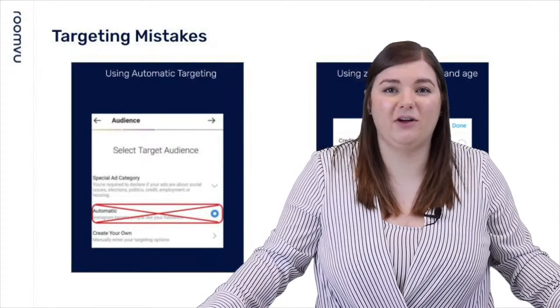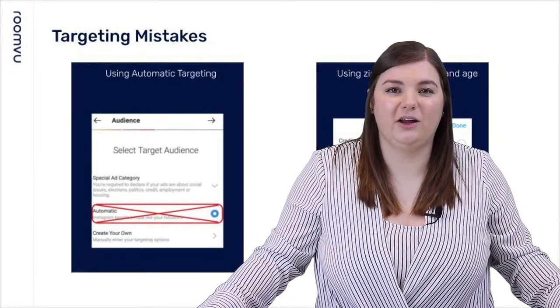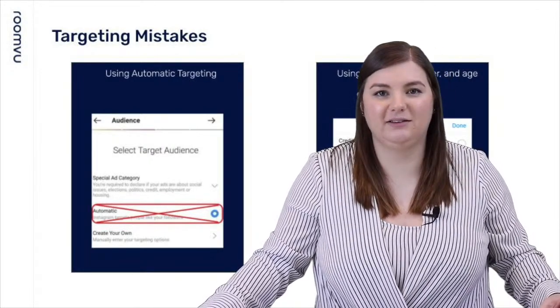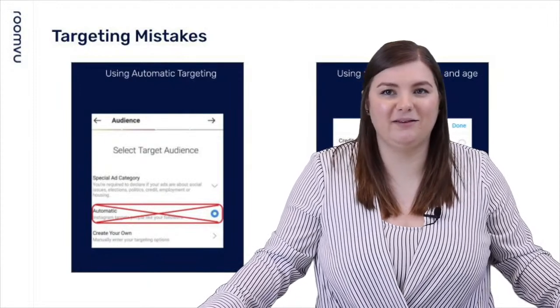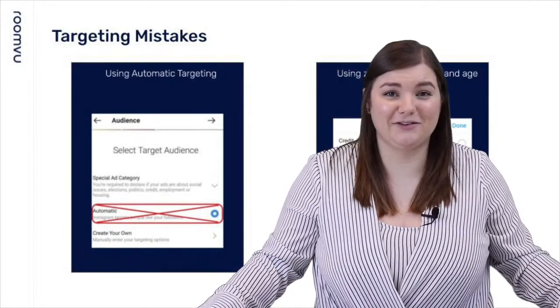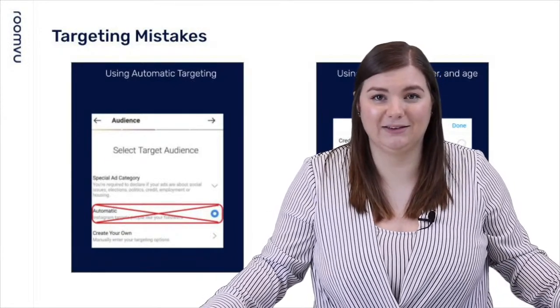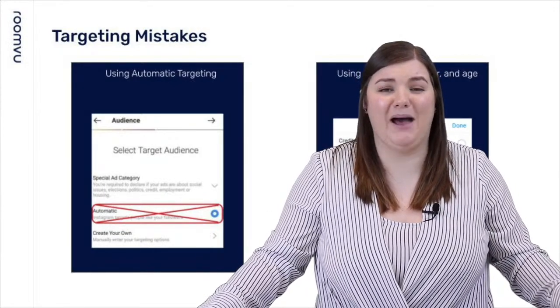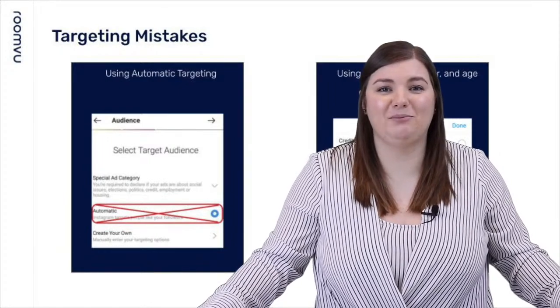So by using the default algorithm, it'll start targeting their friends and their followers. And what ends up happening is, before you know it, your cousin's barber that lives on the other side of the country is the one getting your ads. And that's just a bad waste of money. It's basically putting it down the drain.